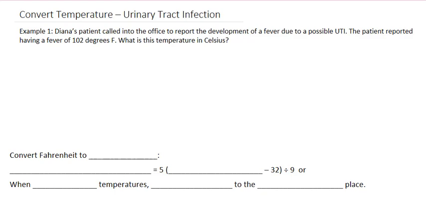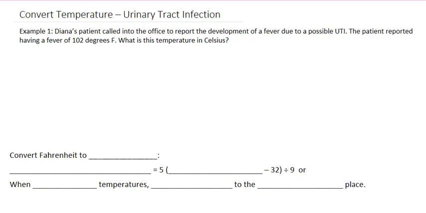Convert temperature. Diana's patient called into the office to report the development of a fever due to a possible UTI. The patient reported having a fever of 102 degrees Fahrenheit. What is this temperature in Celsius? In order to answer this question, we need to know the formula for converting Fahrenheit to Celsius.